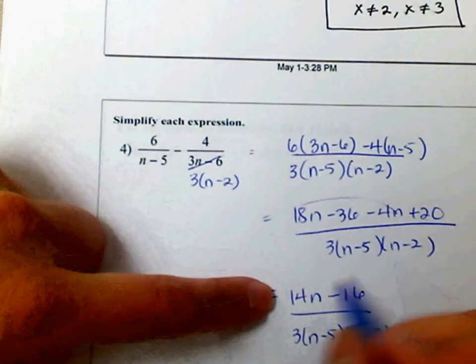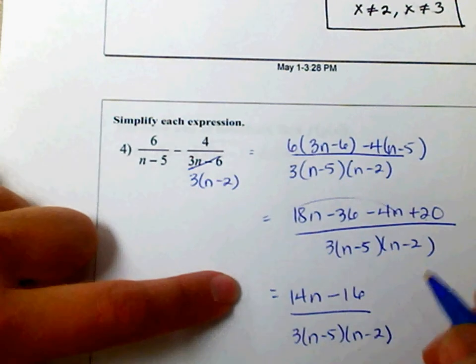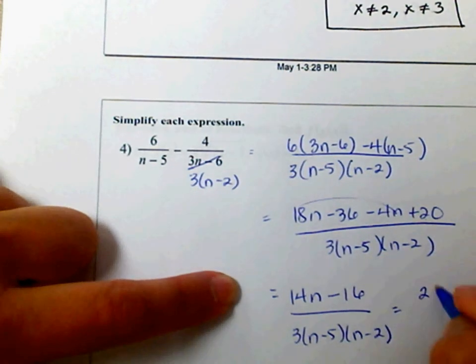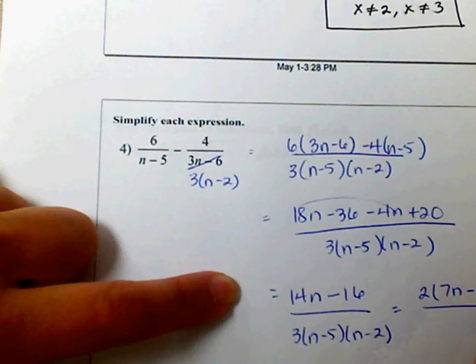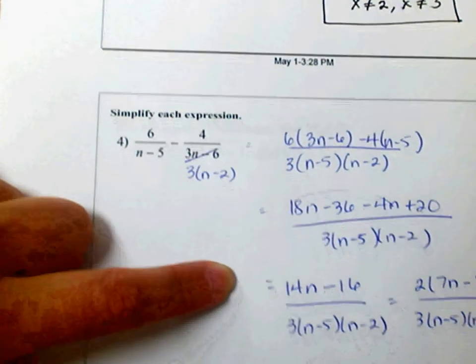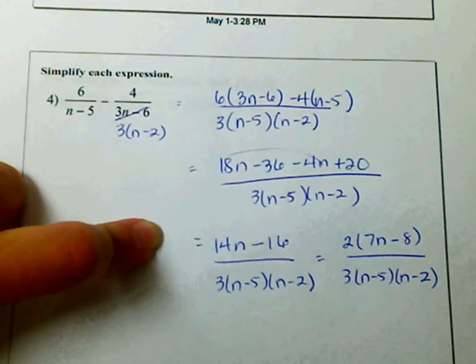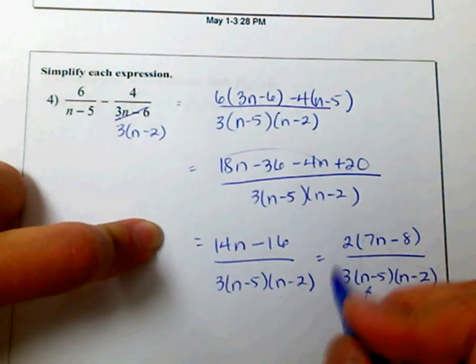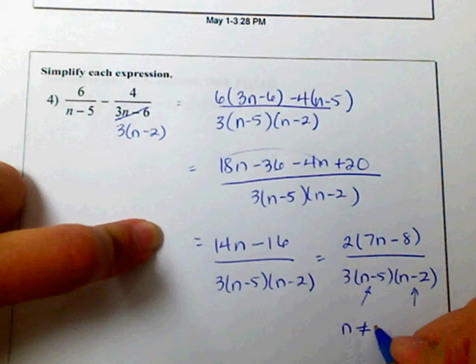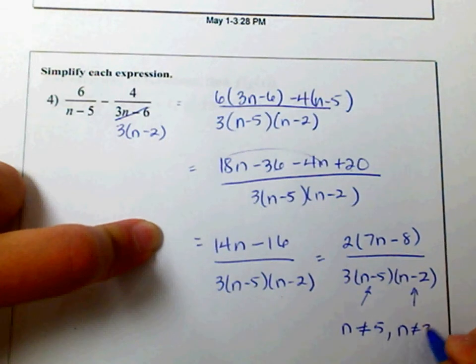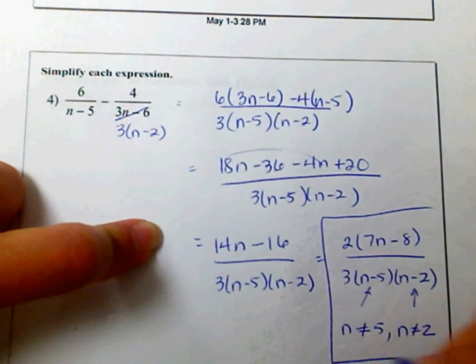What do these two have in common that you can factor out? I can factor out a 2, so that leaves you 7n minus 8 divided by 3 times n minus 5 times n minus 2. Do you see anything you can cancel out? You cannot cancel anything out. However, you got to set each one of these equal to 0. So n cannot be 5 and n cannot be 2. So there's your final solution. Okay?